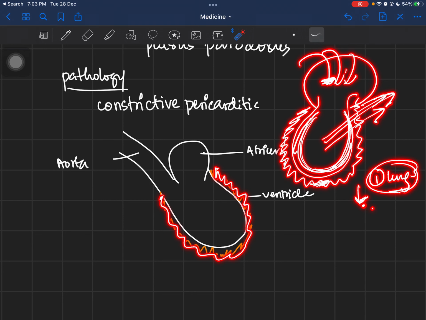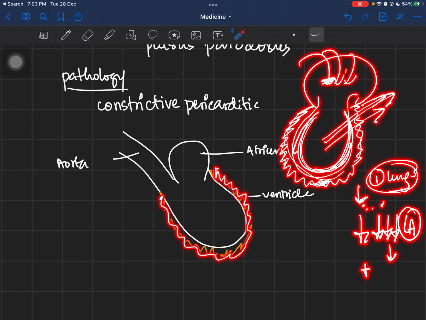So obviously the lungs have less blood, number one, because of constriction of the right side of the heart. The second thing is, whatever small amount of blood is present in the lungs, it would definitely be accumulated in the lungs itself. So the lungs would not push a lot of blood into the left atrium, so that would further decrease. There is a greater decrease in the left atrial preload.